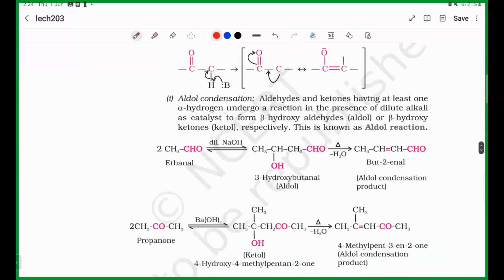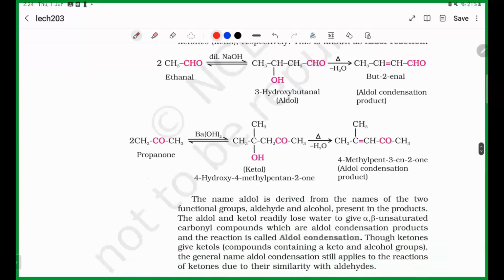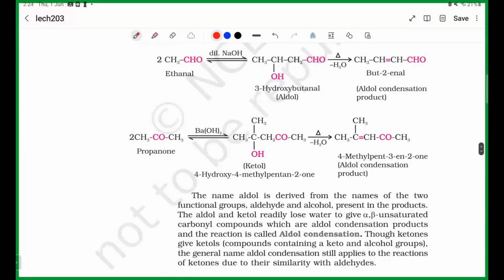So I have a very famous reaction, the aldol condensation. In aldol condensation, the carbanion develops a negative charge and it attacks another ethanal molecule to form a hydroxy compound.